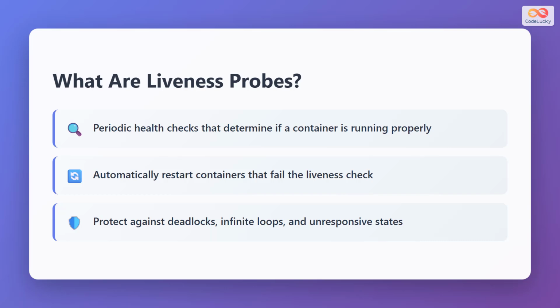Liveness probes are periodic health checks that determine if a container is running properly. Think of them as the watchdogs of your containerized applications. When a liveness probe detects that something is wrong, Kubernetes automatically restarts the affected container. This mechanism is essential for protecting against common application issues like deadlocks, infinite loops, and unresponsive states. Without liveness probes, a container might appear to be running from the outside, but the application inside could be completely frozen or stuck in a broken state.